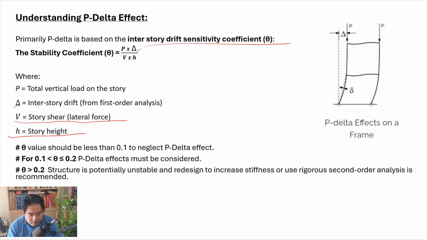So if the theta value is less than 0.1, we can neglect the P delta effect. But for a theta value of 0.1 to 0.2, the P delta effect must be considered. If theta is more than 0.2, then structurally it may be unstable and should be redesigned to increase stiffness, or a rigorous second order analysis is recommended.